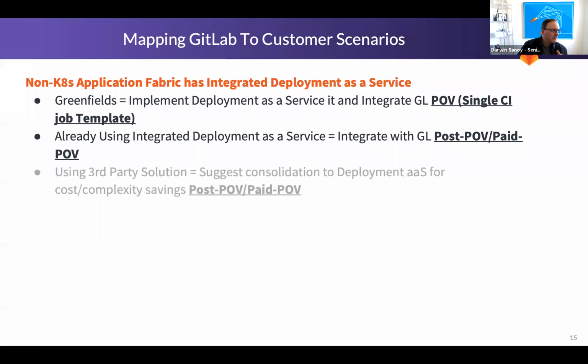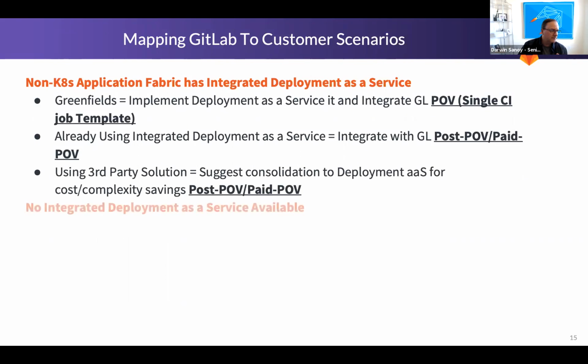Using a third-party solution, suggest that they could potentially consolidate into the vendor's deployment as a service for complexity and cost savings, but don't try to do that as part of the POV. So let's say they're using Octopus Deploy and then deploying to Amazon, and they want to save the Octopus Deploy cost. You could say, well, you might be able to move to CodeDeploy at some point in the future, but you don't want to try to put that in scope in a POV.